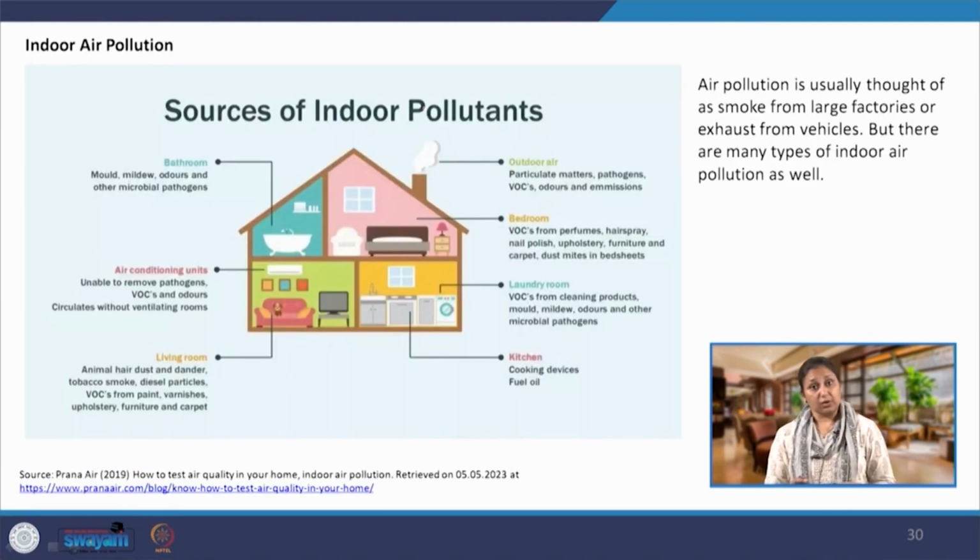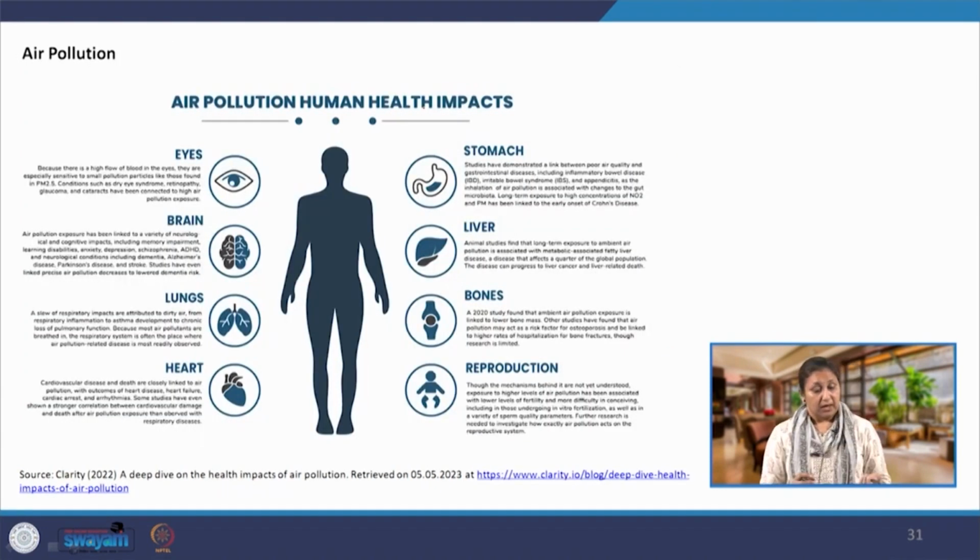We also have indoor air pollution due to the materials that we are using, and the amount of energy that we are using to maintain thermally or environmentally comfortable interiors is also a concern today. It has severe health impact on humans, on health and well-being, starting from our eyes to our lungs, which are most commonly affected, to our heart, brain. We have stomach related issues, we have liver, bones, and even reproduction for that matter.